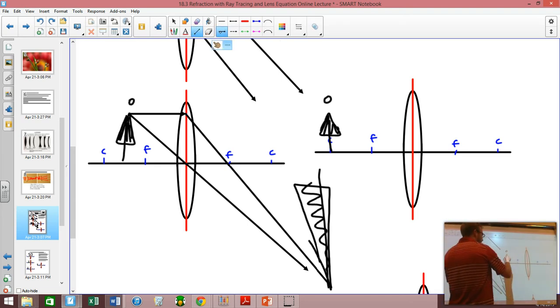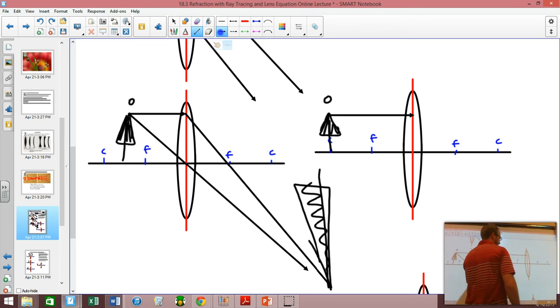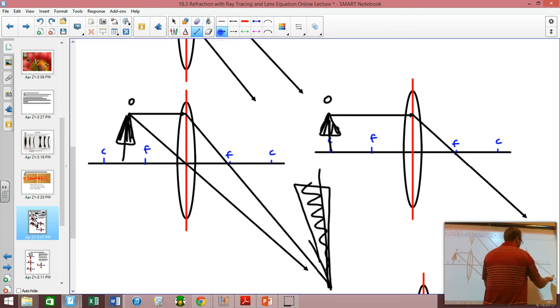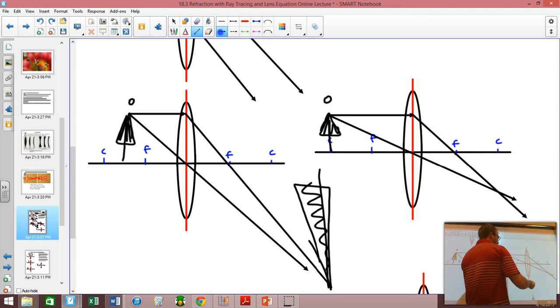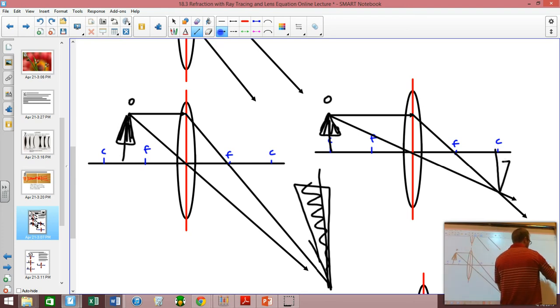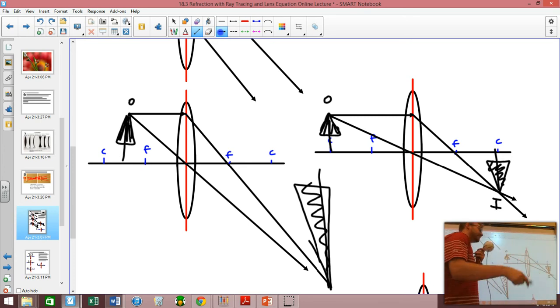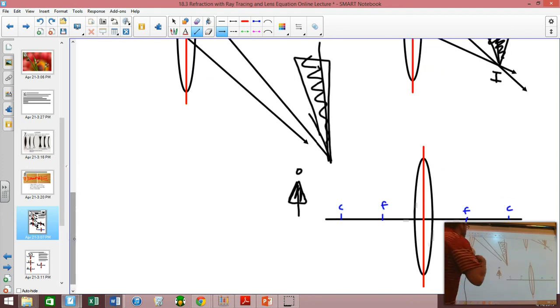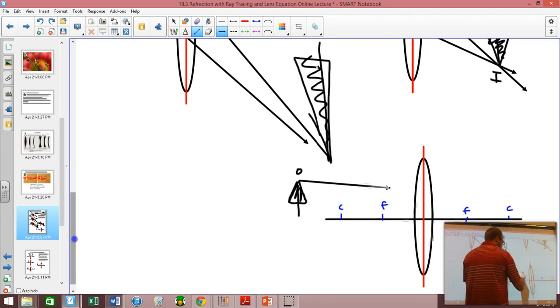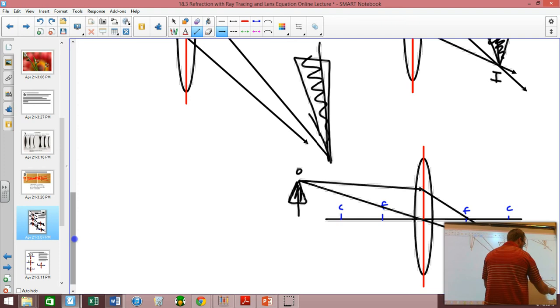Go to my next scenario. Ray 1 comes into the principal plane, down through the focus. Ray 2, right through the center. So here's my object, or my image, right here. A real image that's inverted. So the height of my image is going to be negative. The distance to my image is going to be positive. And here, in through the focus, through the middle.